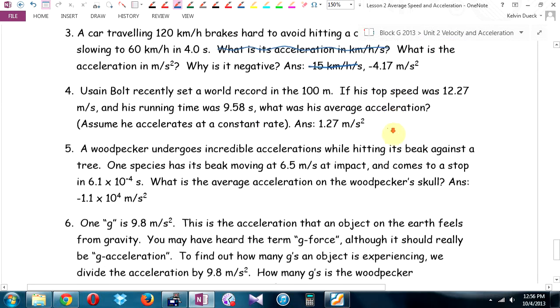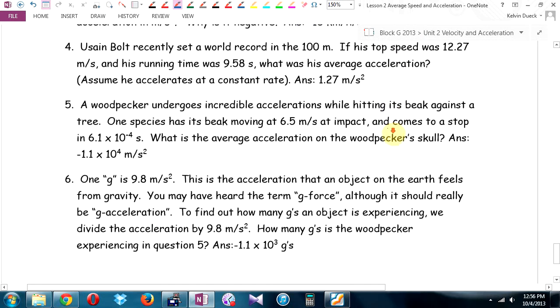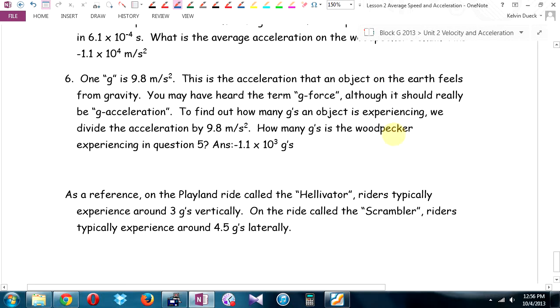Usain Bolt, I'm good with that. Woodpecker, I'm good with that. And then number 6 is trying to give you some context. How many of you have heard the term G-force before? How many know what it means?